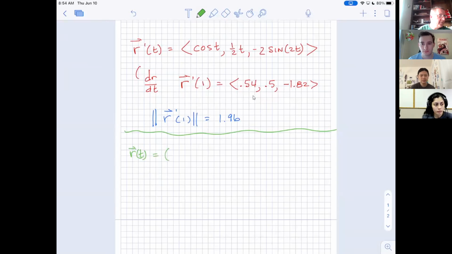So if I gave you this expression, 2t minus 3, t squared minus 12, and square root of t. Notice these are much nicer than trig expressions.